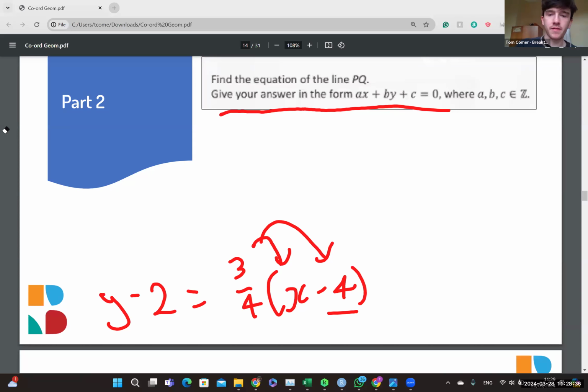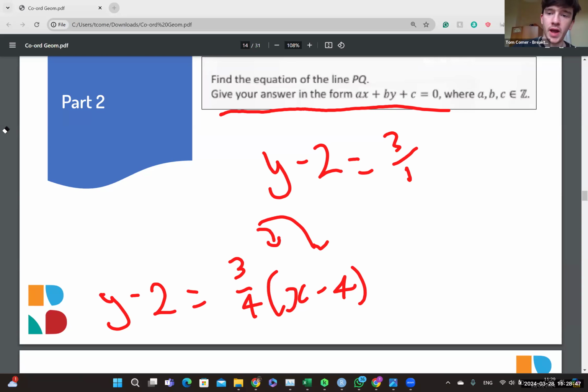Okay. So when we're multiplying fractions like this, we need to expand into our bracket this fraction, like multiply it like we would any normal number. So what we end up getting is y minus 2 equals 3/4x minus 3. Does that make sense, Orla? Yeah. Because if you multiply 3/4 by 4, we're going to end up getting minus 3, okay?